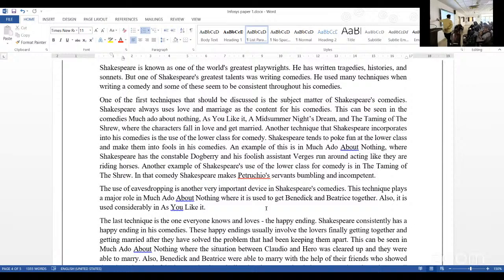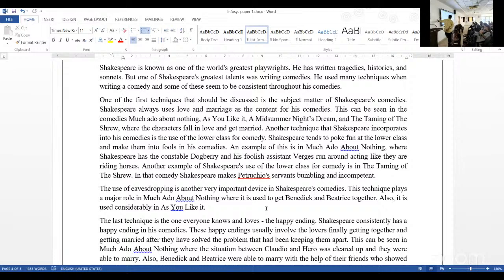Another technique that Shakespeare incorporates into his comedies is the use of the lower class for comedy. Shakespeare tends to poke fun at the lower class and make them into fools in his comedies. An example of this is Much Ado About Nothing, where Shakespeare has the constable Dogberry and his foolish assistant Verges run around acting like they are riding horses. Another example of Shakespeare's use of the lower class for comedy is The Taming of the Shrew. In that comedy, Shakespeare makes Petruchio's servants bumbling and incompetent.